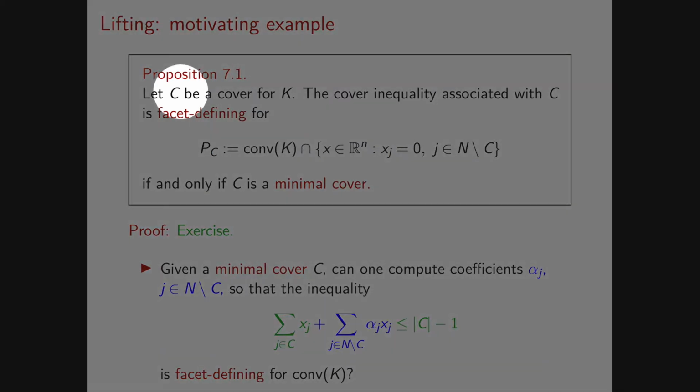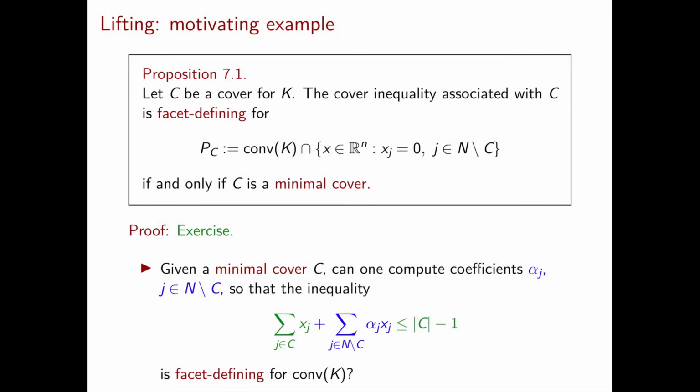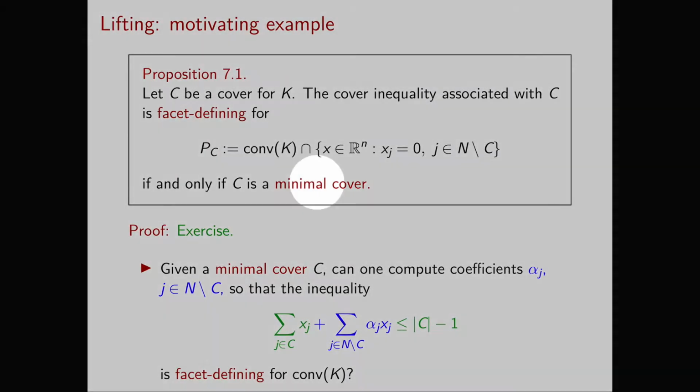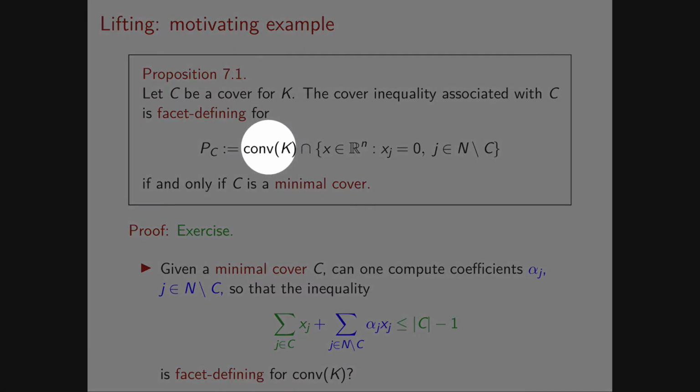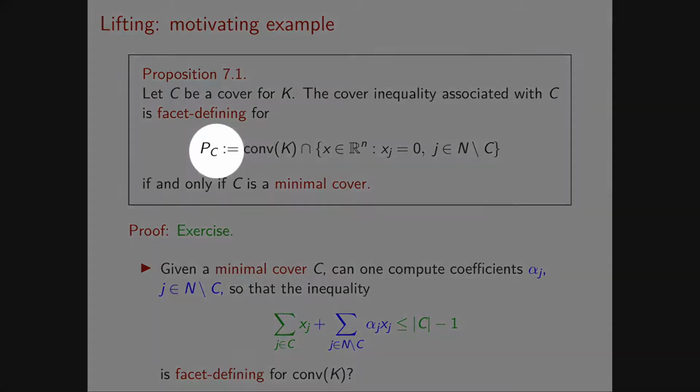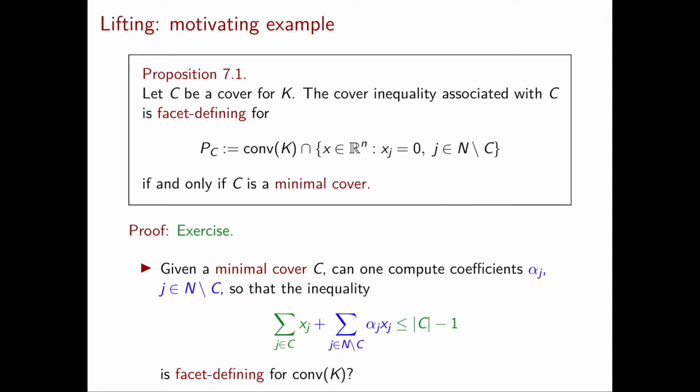Let capital C be a cover for our knapsack set K. Then the cover inequality associated with capital C is facet defining for this set PC if and only if C is a minimal cover. So what is this set PC? It is the convex hull of K intersected with xj equal to 0 for every j not in the cover. At this point, this set PC seems a little bit technical. So this is a very interesting proposition.